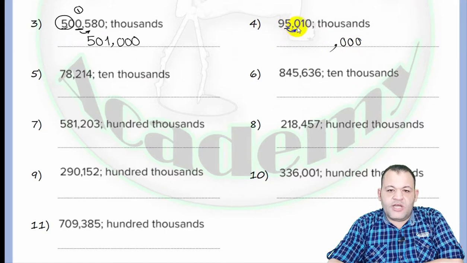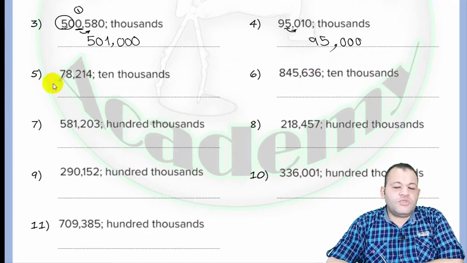The number which lies at the right is 0. 0 is from the weak numbers. So 95 will not be changed. So write 95 without any change. Question number 5.